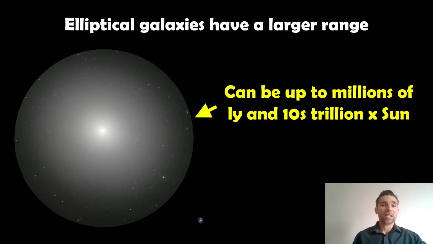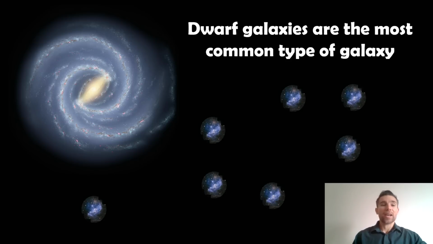Now elliptical galaxies, they have a larger range. So you can have smaller ones and bigger ones, but they can typically be much bigger than a spiral galaxy just due to the nature of what they are. And these can be up to millions of light years across and have tens of trillions of solar masses basically. So these can be much bigger than a spiral galaxy for these elliptical galaxies, so much larger than a dwarf galaxy.